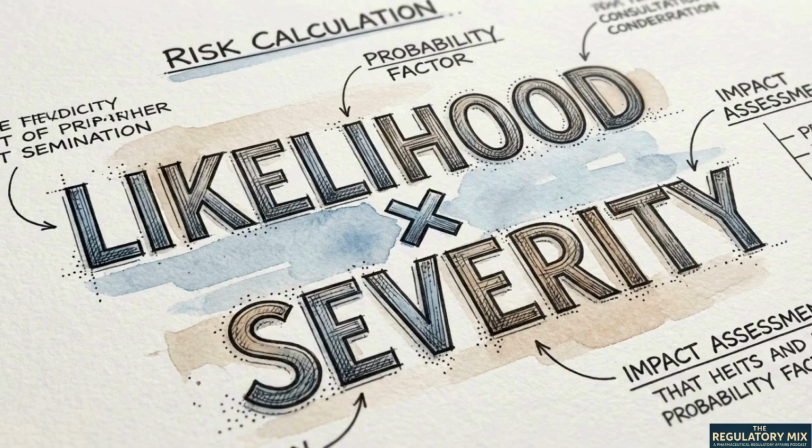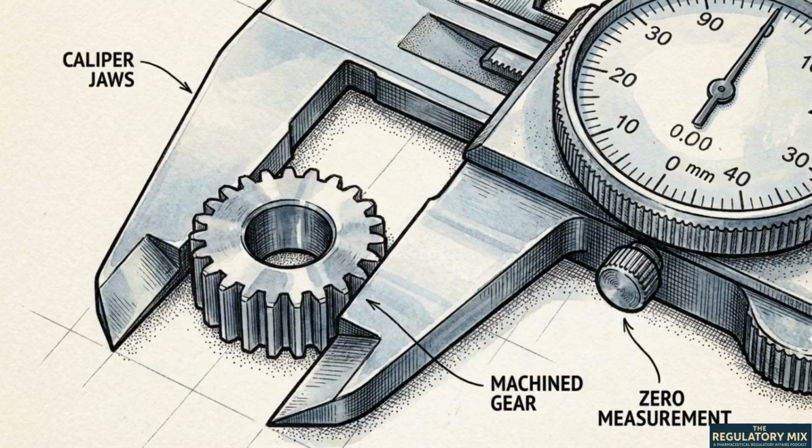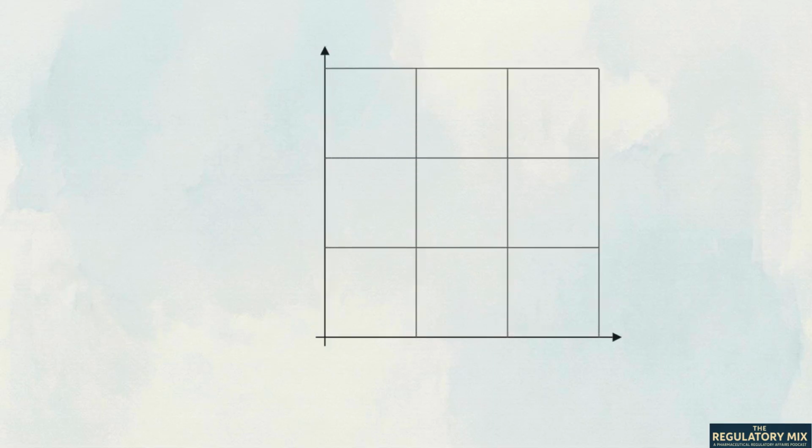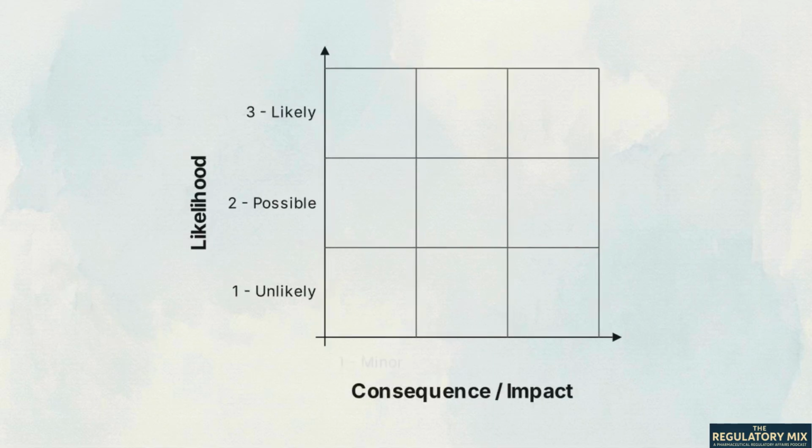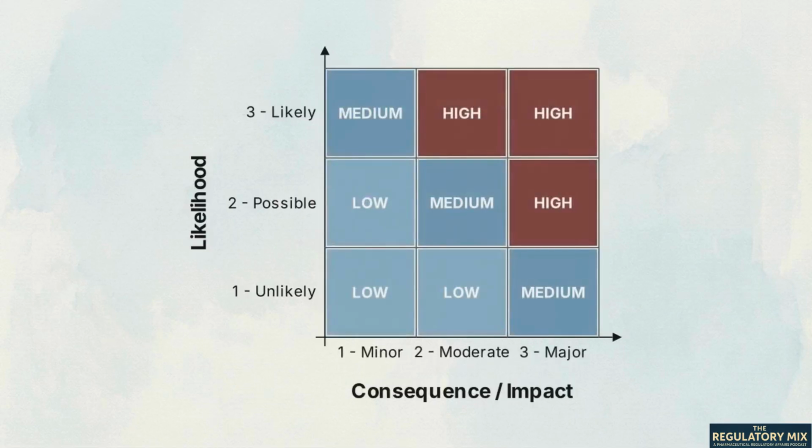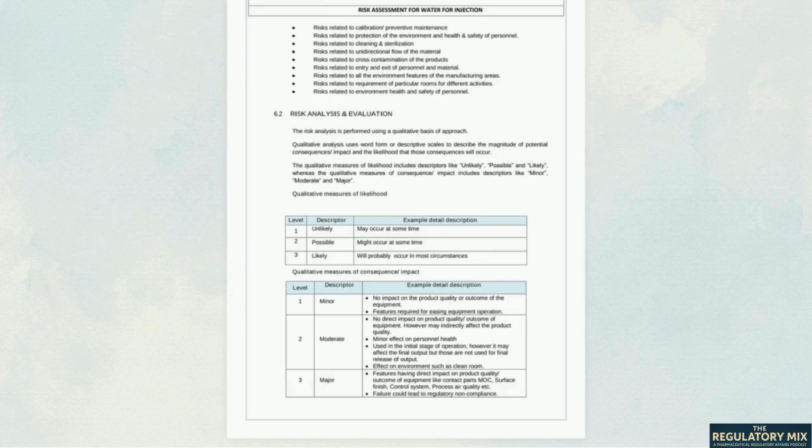To solve this, QA teams rely on a rigorous qualitative risk calculus that removes human subjectivity from the engineering process. We calculate this risk using two specific variables: the likelihood that an event will occur and the severity of its consequence. This table breaks down the severity scale. Level 1, minor, means no direct impact on product quality. Level 2, moderate, might indirectly affect quality. But Level 3 is the critical threshold, major. These failures directly impact product quality, like contamination, causing regulatory noncompliance.